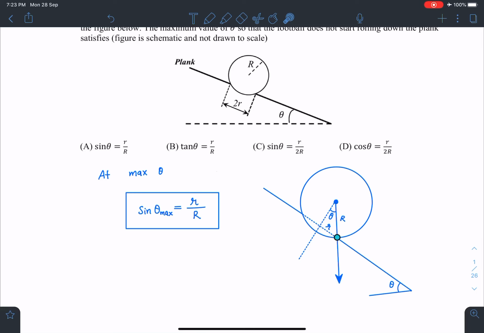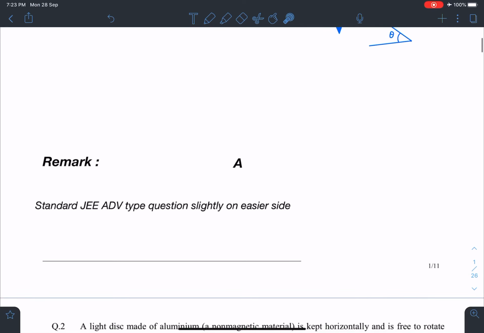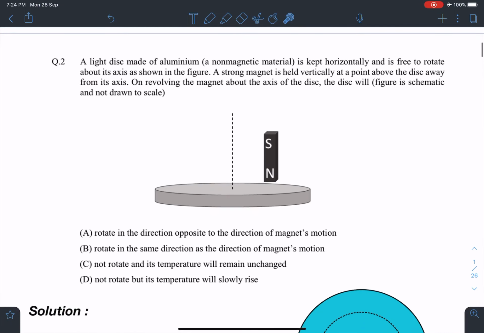So let's say at some particular angle theta, this line of action of mg is just passing over this edge, and normal is acting in vertical direction. I haven't drawn it yet, but I think it's very obvious, you can understand. So now this angle is theta, this is 90 minus theta, this angle is 90 minus theta, and this angle is theta. So I can say that particular angle theta max is nothing but small r by capital R sine theta. So this is going to be the answer of first problem. And my view of this problem is, it's a standard JEE advanced type question and slightly on the easier side. Its answer is A.